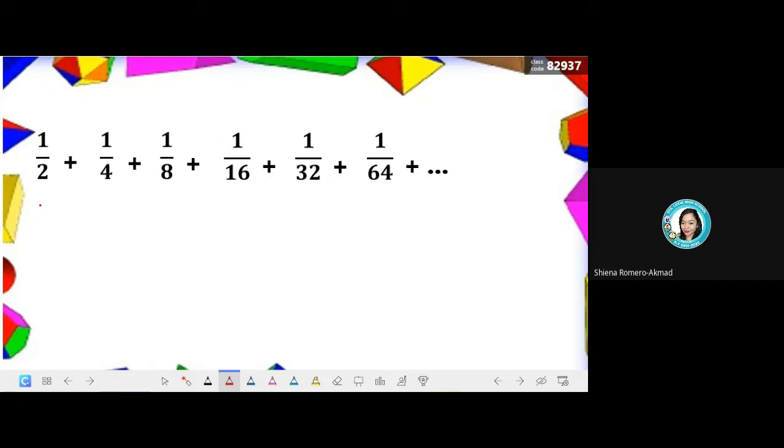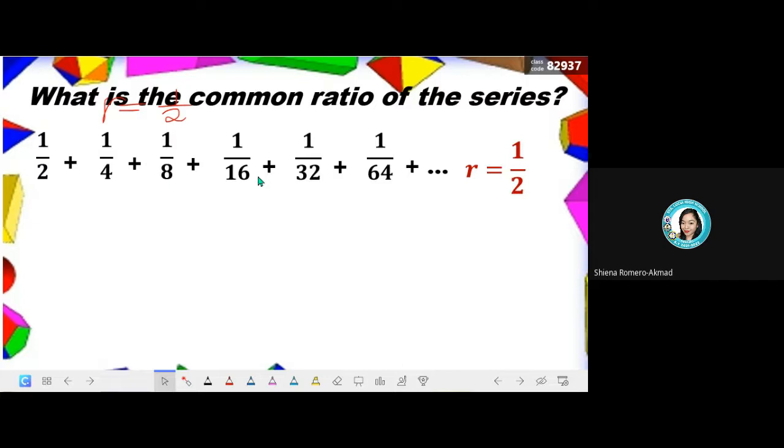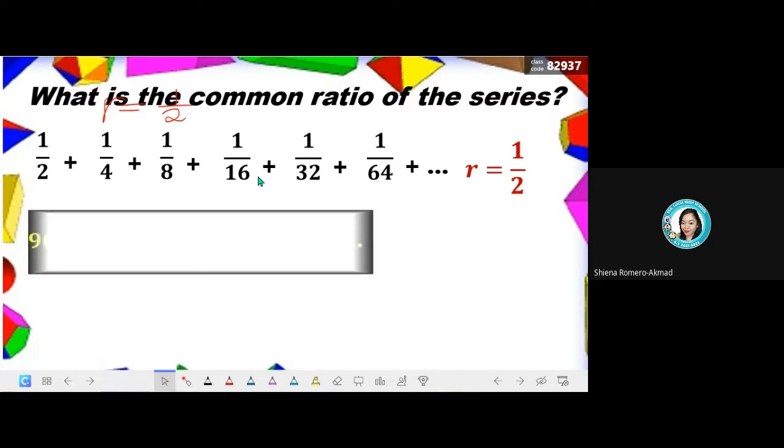Let us have another one. I have here 1 half, 1 fourth, 1 eighth, 1 over 16, 1 over 32. Sa tingin ninyo, ano yung R nito? Or the ratio of this? Rene Jen? 1 half, ma'am. Correct. That's 1 half. So, dahil ang ratio niya ay 1 half, sa tingin ninyo, may sum o wala? Yes, Aritanyo? Meron po. Kasi nasa pagitan siya ni negative 1 at ni 1.